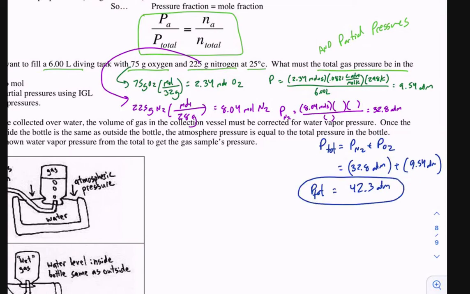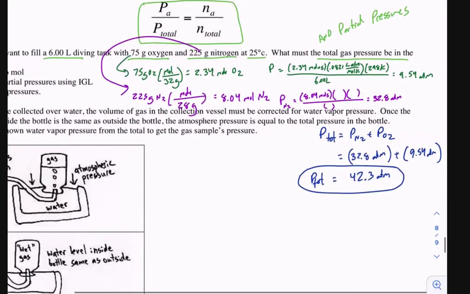Now, of course, we can check this, right? Because we can take the moles. We can check and see that the pressure fractions are indeed equal to the mole fractions. So, for example, let's take nitrogen, P of nitrogen over the P total. Well, that would be 32.8 atmospheres over 42.3. So the pressure fraction is 0.775.